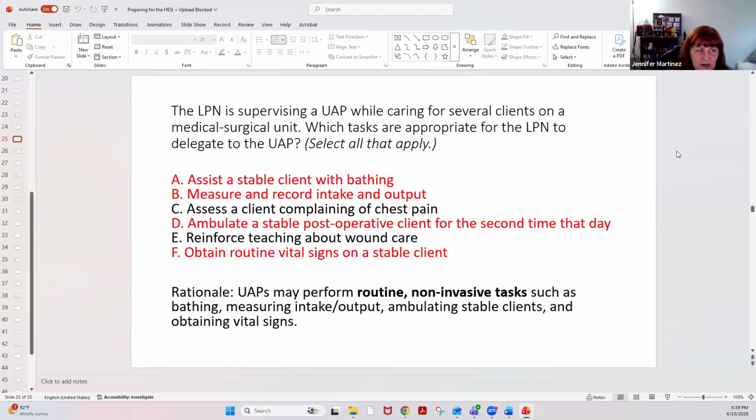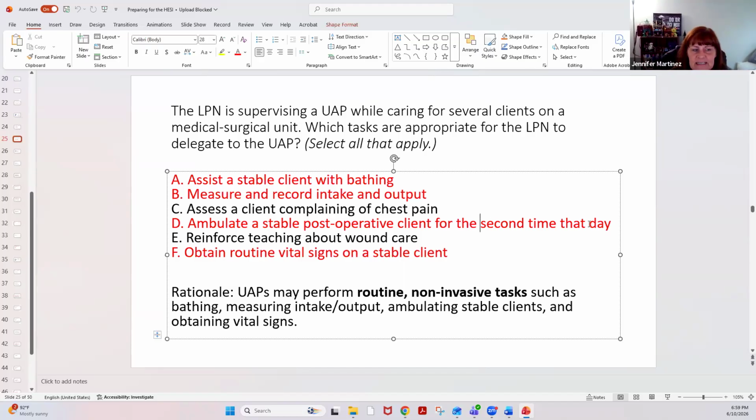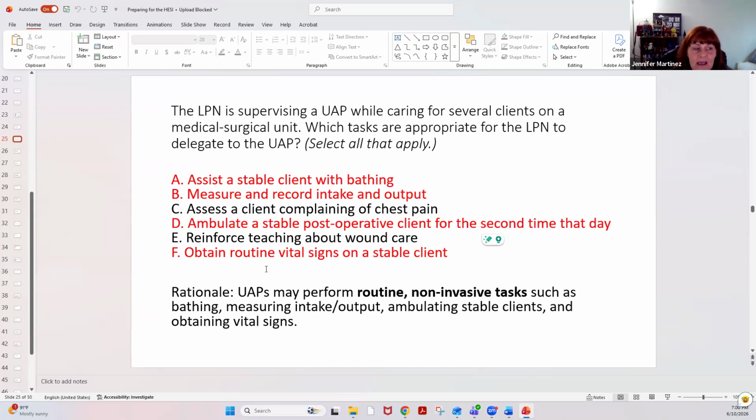Perfect. Absolutely correct. So I know some were stumbling on this one right here. The key here is there's two things. One is the client is stable. The second one is it's the second time that day. If this had said ambulate a post-op client for the first time, that would have been a no, right? Because too much can happen. We want the nurse there to do that. So this is the key: it was stable and it was the second time that day.